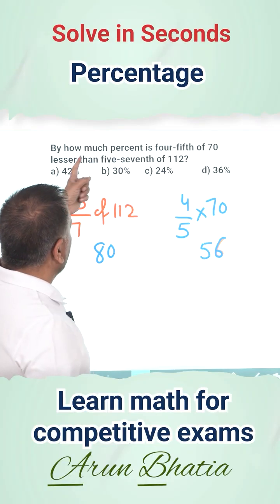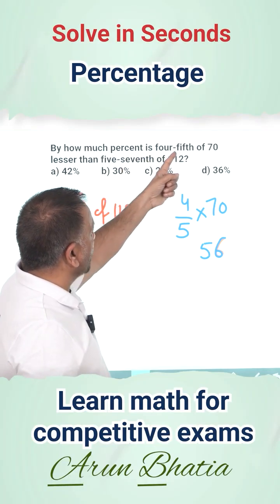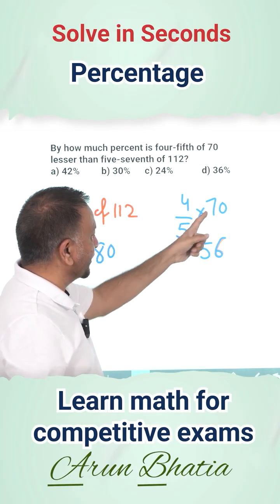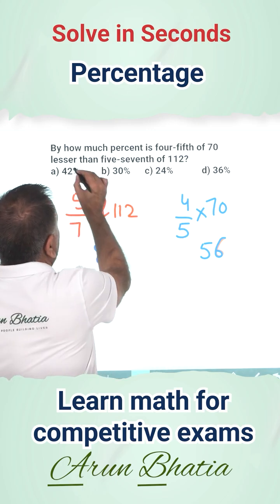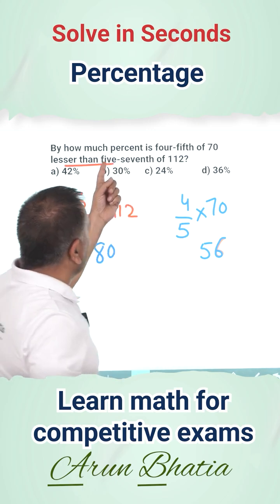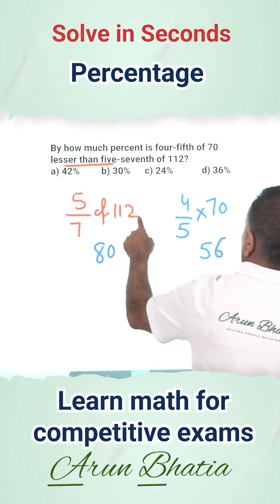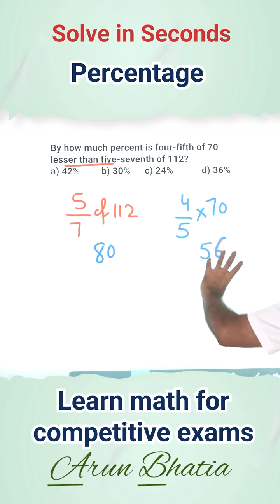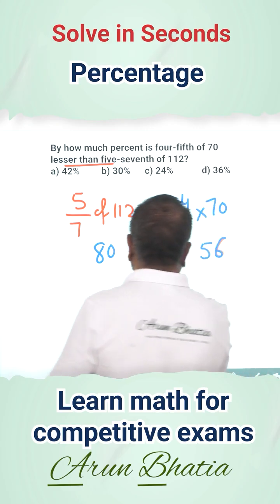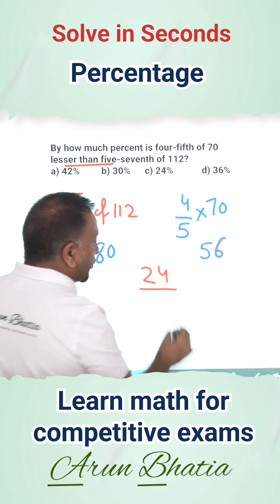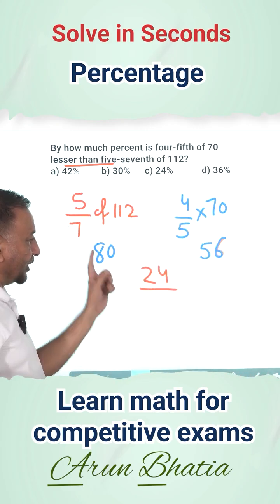Statement says by how much percent is 4/5 of 70 lesser than 5/7 of 112? 4/5 of 70 is 56. So first find the values. The value is 56 and 80. The difference is how much? 24. Now I don't know whether I should put 56 here or 80 here.